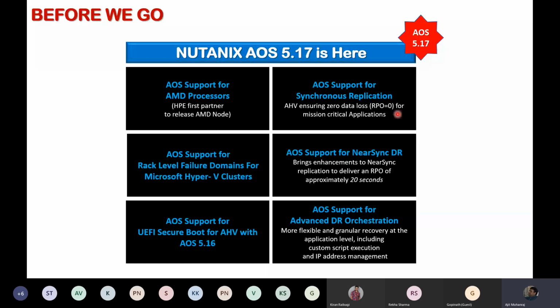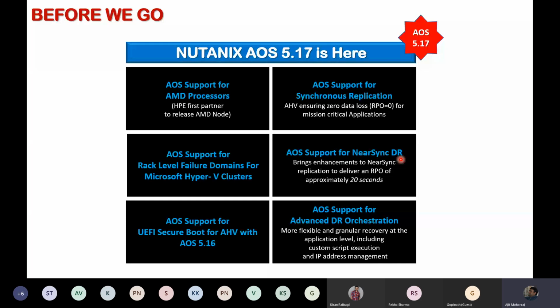Very, very long overdue. AHV supporting synchronous replication, right? With an RPO equal to 0. We were dying for this. That's there in 5.17. Rack level failure domains for Hyper-V. People who are running Hyper-V clusters, if I want to have rack level failure domain set up, so that I put node 1 in rack 1 and node 2 in rack 2 and node 3 in rack 3, so that if a rack blows out, I don't lose my cluster. Well, that's now available on Hyper-V clusters. NearSync DR, interesting thing is that in 5.17, we basically brought the RPOs down to as low as 20 seconds. It was much higher than that.